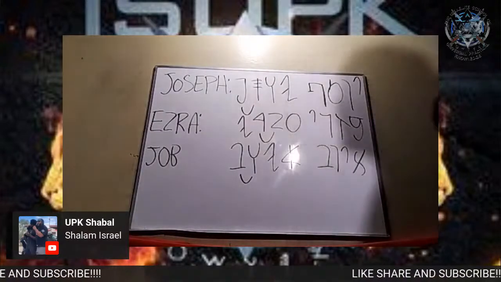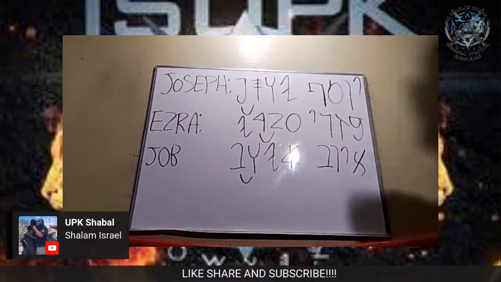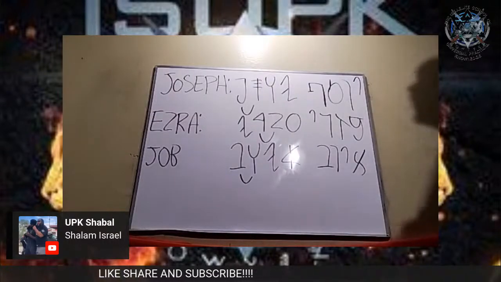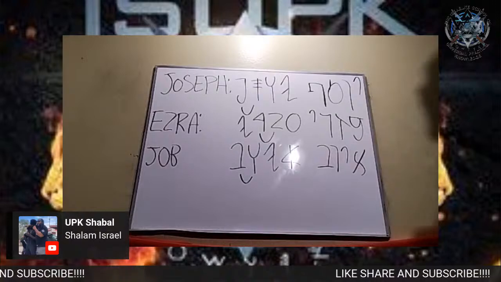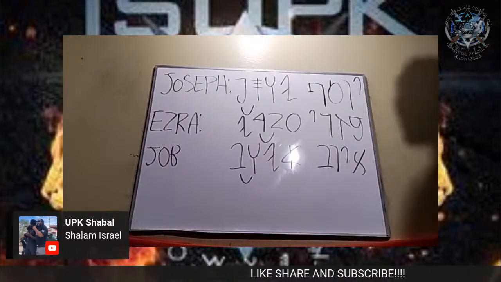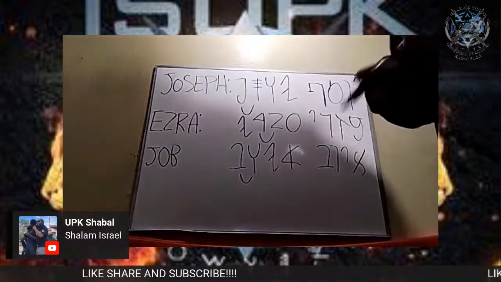Quick recap. Joseph, you understand? Yawasap. Ezra, you know what I'm saying? Isaiah. And Job, Ayawab. All right? Ayawab for Job.